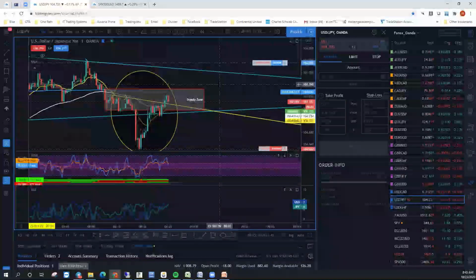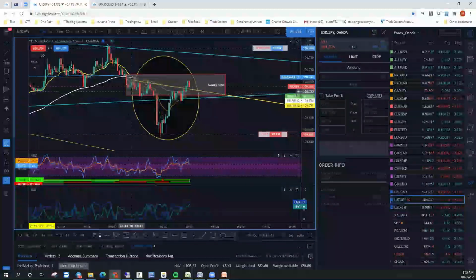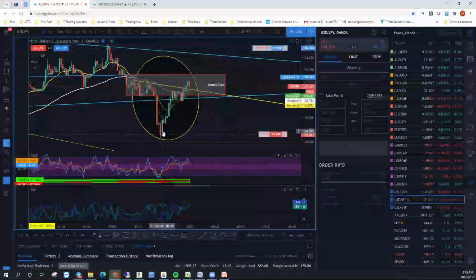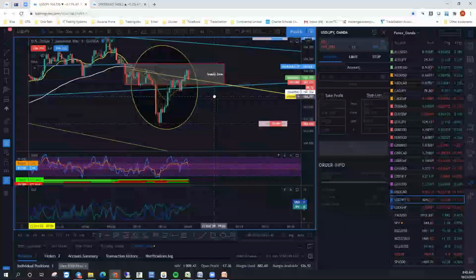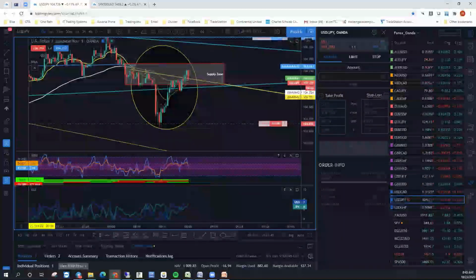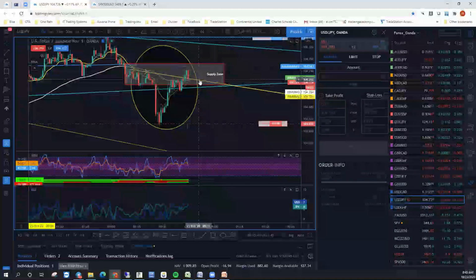Right now it's still in a very tight range. It didn't break. There was a high a couple candles back. It didn't break that. Kind of failed to break that. I think it's going to go short.